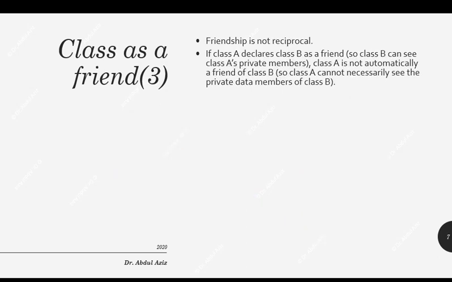Rule number three, friendship is not reciprocal. That means if a class A declares class B as a friend, B can access A. But that doesn't mean that A can access B, which means it is a one-way relationship.